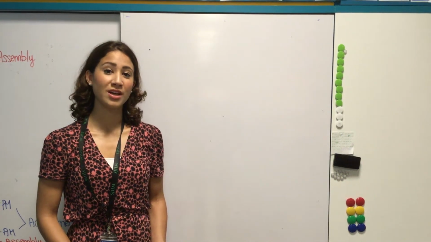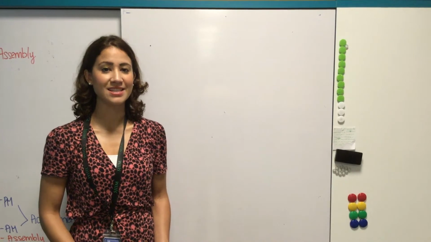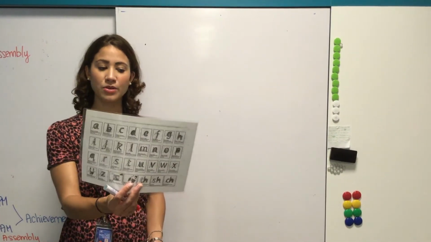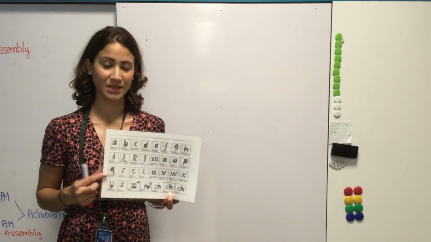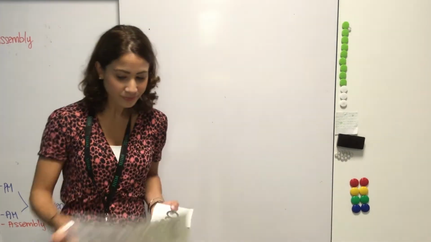In phonics, you'll learn that a grapheme is the name of a letter and the phoneme is the sound that corresponds with the grapheme. I will be giving out a word mat that has all of the graphemes of the alphabet, and I'll be teaching you how to write the graphemes and their corresponding phonemes.